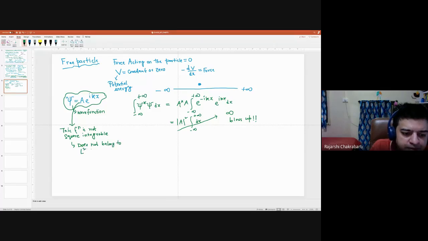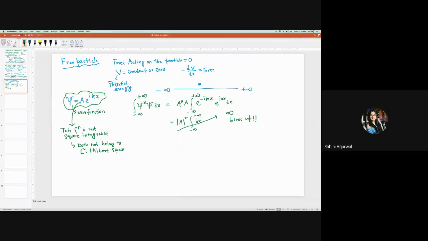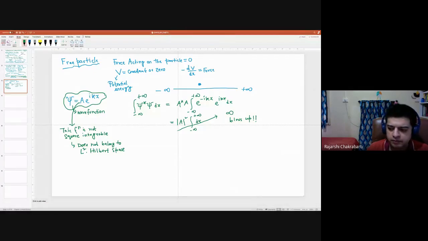Are you convinced? So basically this wave function does not belong to this L square Hilbert space. Convinced that it does not belong to the Hilbert space? How many of you are convinced? Okay, you are convinced.